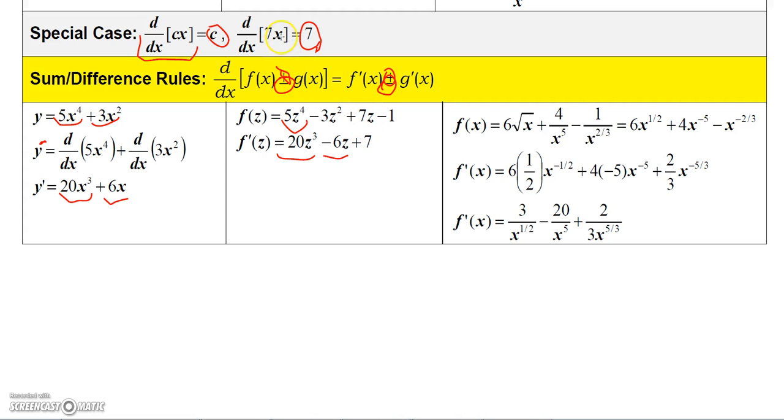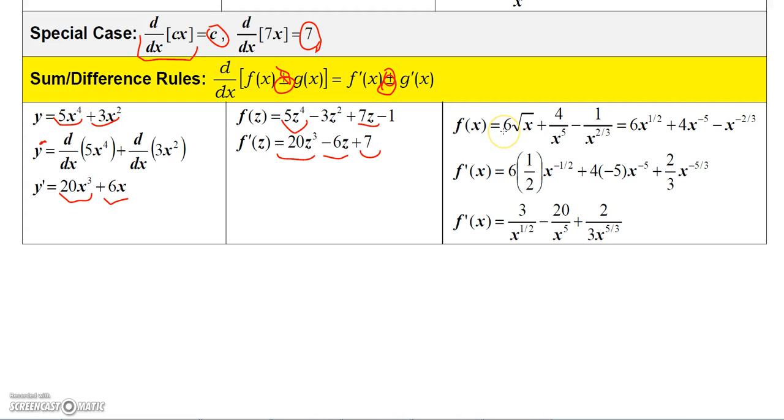And we just learned this rule up here that the derivative of 7z with respect to z is just 7. And then we know the derivative of negative 1, since 1's a constant, would be 0. So we would just get 20z cubed minus 6z plus 7. Okay, I've got one more of these.